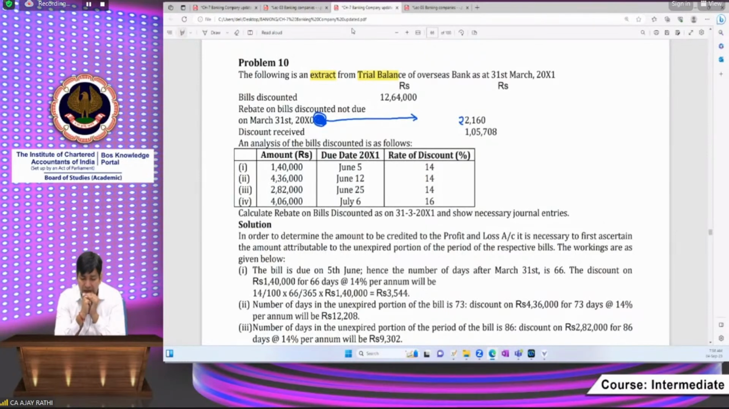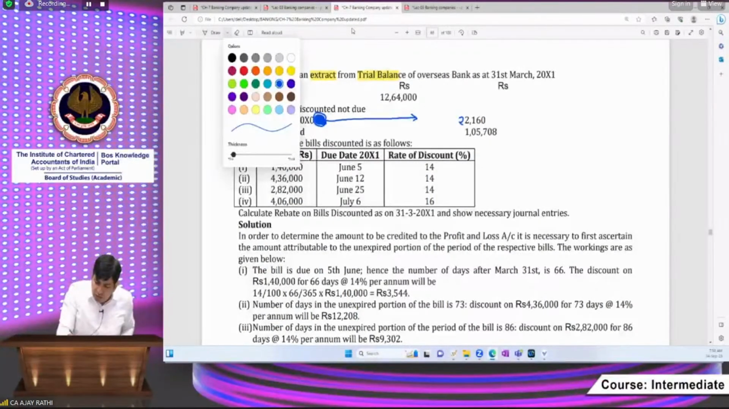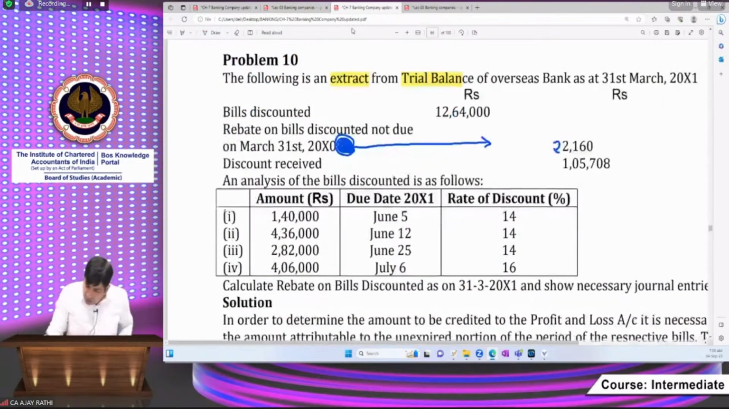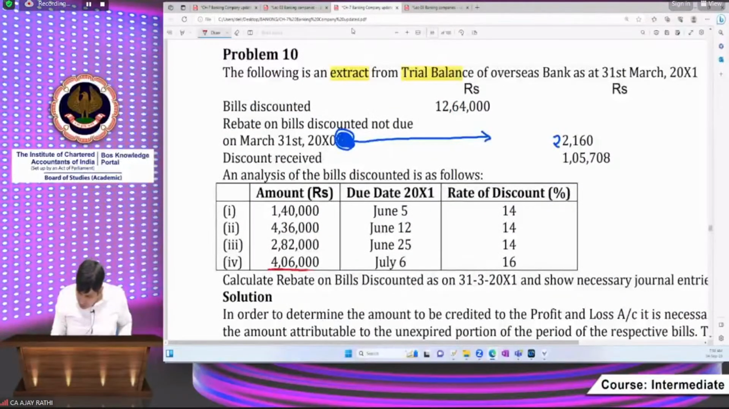Now see, bill 12,64,000. I want to tell you one thing. See, beta, please do the total. During the year, the bills have been discounted. How much? This is the total. Please do the total. That total will come to 12,64,000. Question plus the date on which such bill was discounted.